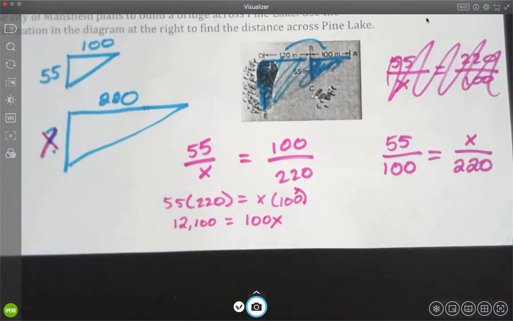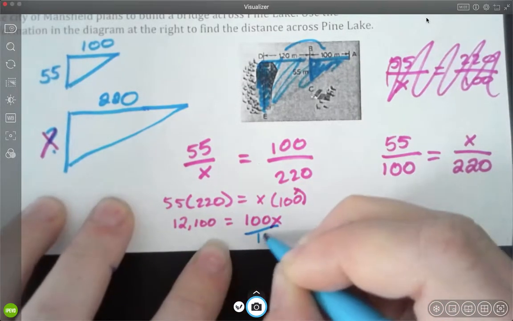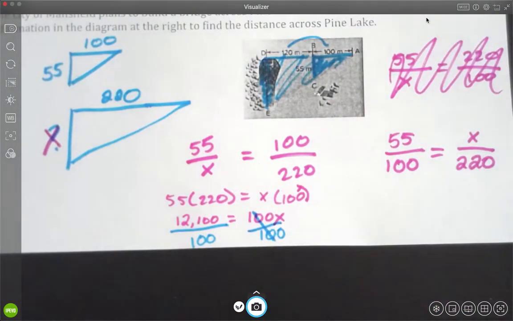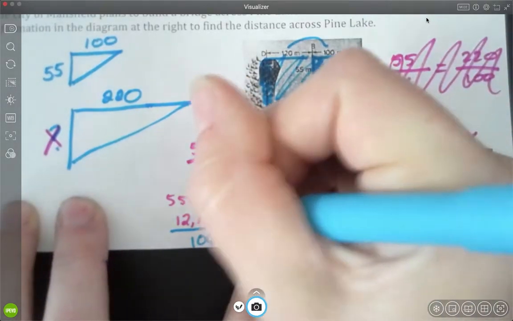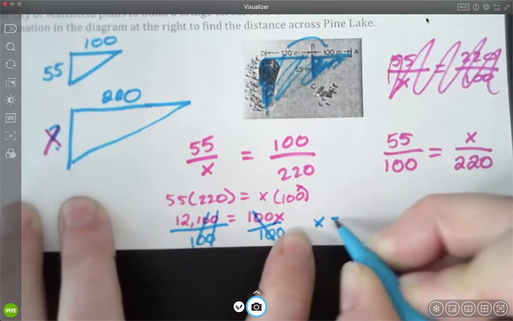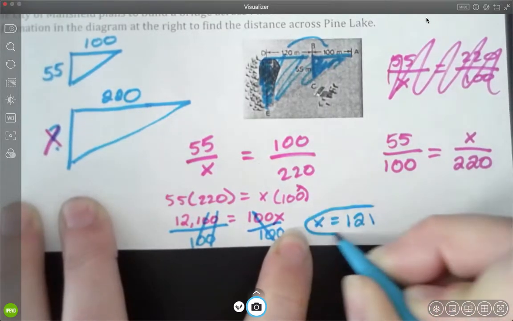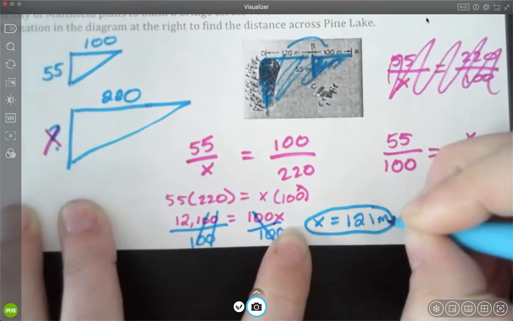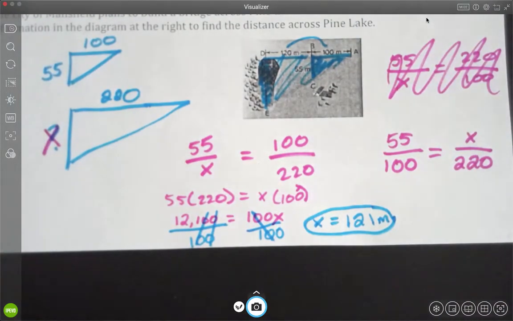Okay. X times 100. So what is 55 times 220? 12,100. And 100x. Okay, don't use a calculator. I'm trying to solve for x. How do I get rid of the 100? Divide. That's where the cross multiply and divide comes in. Divide by 100. When you're dividing by tens or hundreds or thousands, just cross off the zeros, right? So if I cross off the zeros, what's x equal to? 121. Okay, 121 what? Meters. 121 meters is how long my bridge is going to be.